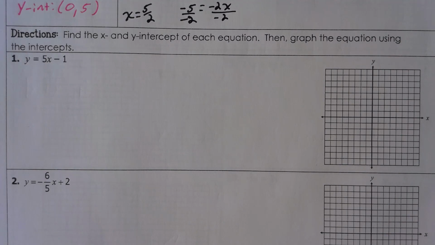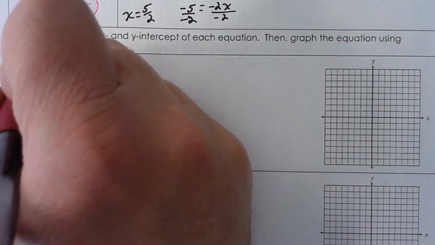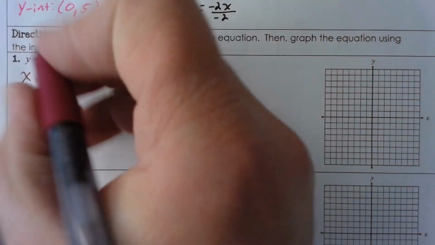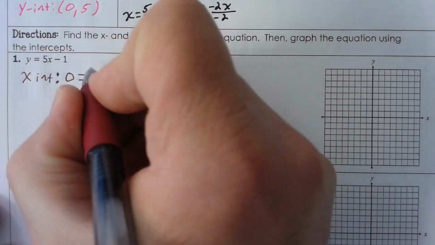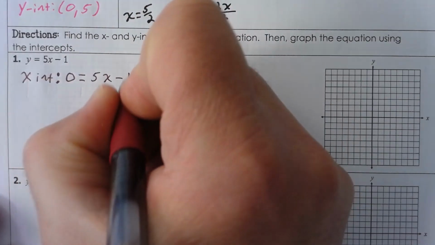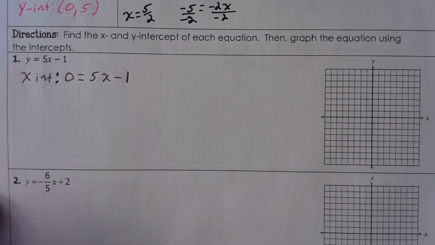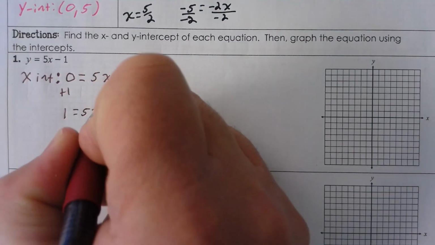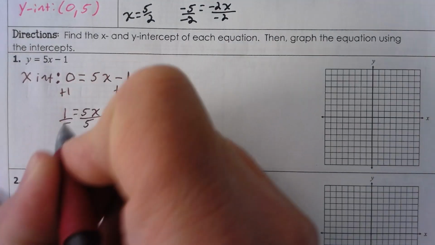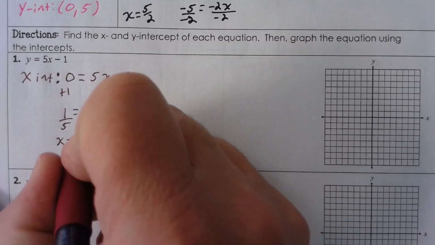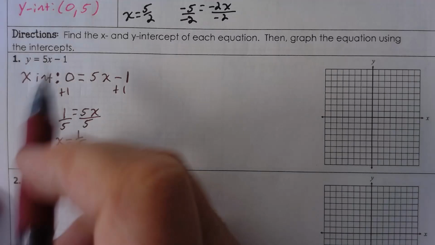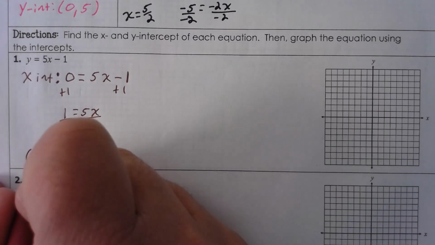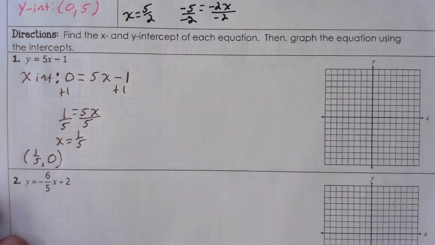So I am going to find my x-intercept first. Remember, when I want my x-intercept, I set y equal to 0 and I solve for x. So 0 equals 5x minus 1. Add 1 to both sides. 1 is equal to 5x. Divide by 5, and x is equal to 1/5. Alright, so when x is equal to 1/5, y is going to equal 0. So (1/5, 0) is one of my solutions.